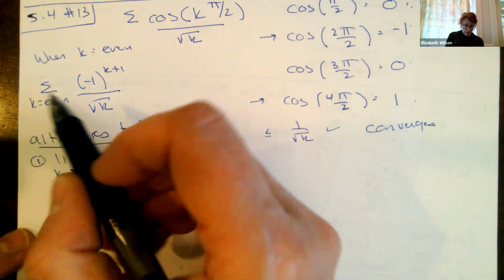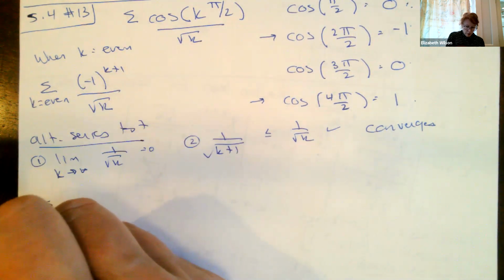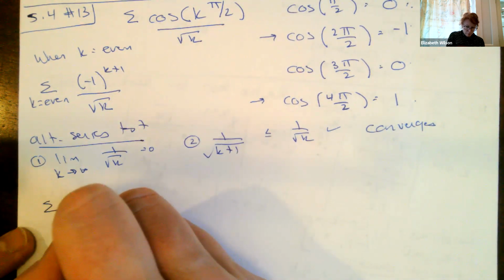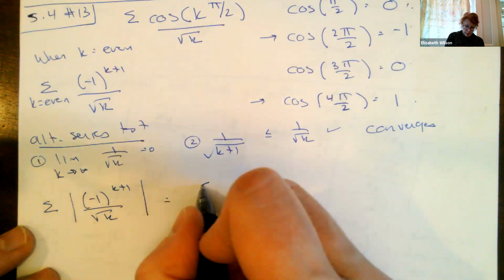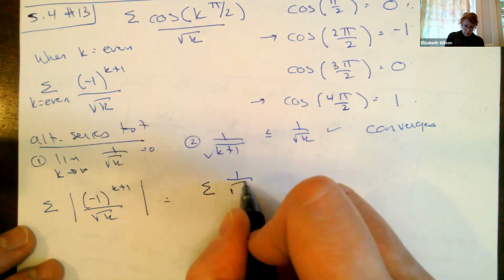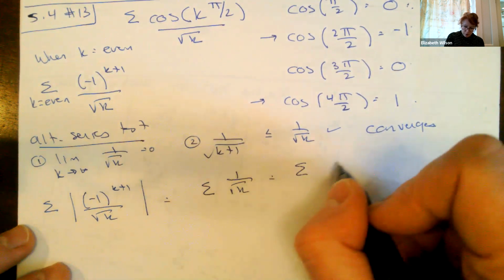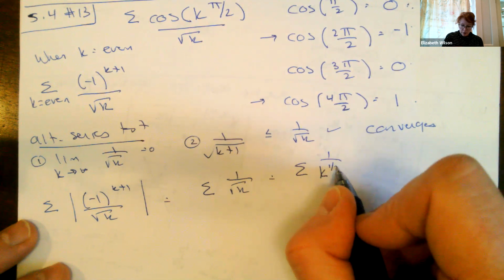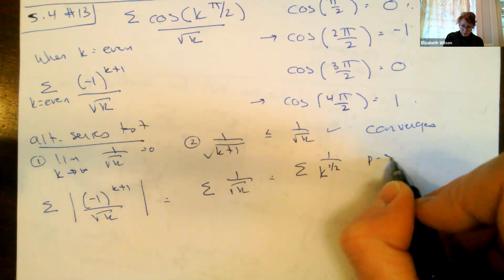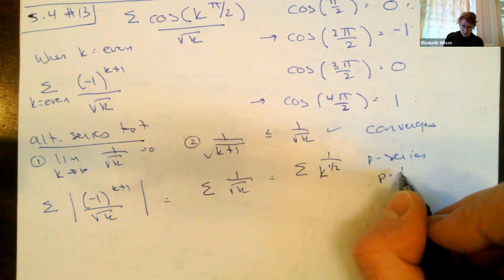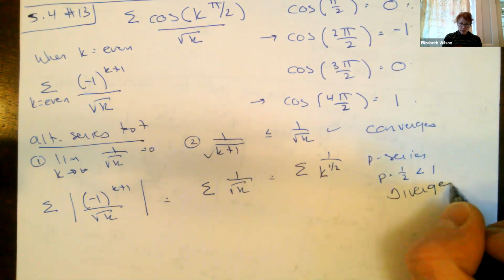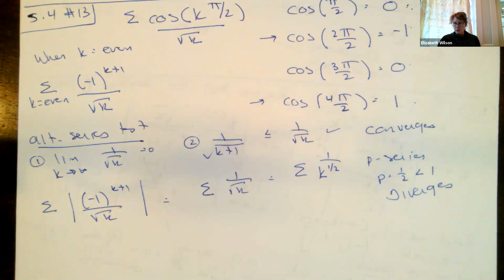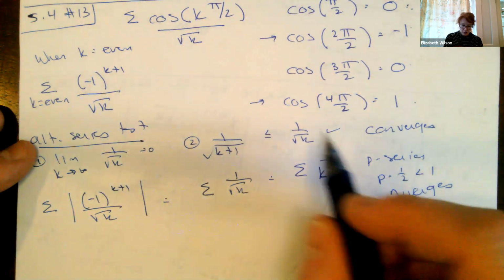So I'm going to take the absolute value of this, like that. And what am I going to get? I'm going to get 1 over k to the 1/2, which is a p series. My p is equal to 1/2, which is less than 1. Therefore, this thing diverges. So if it only converges when it's an alternating series, but it diverges otherwise, that means that it converges conditionally.